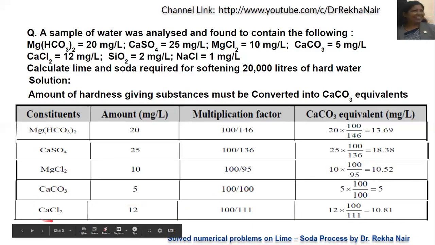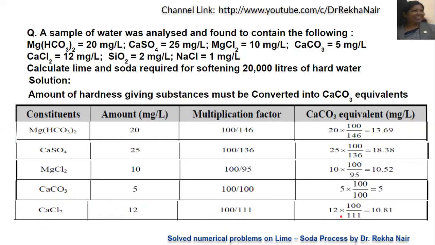Similarly, we can calculate for calcium chloride. The amount given is 12. The molecular weight is 111 because calcium is the 20th element, atomic mass is 40. Chlorine is the 17th element and its atomic mass is 35.5, and there are 2 chlorine. So 35.5 multiplied by 2 plus calcium 40 will come out to be 111, and its calcium carbonate equivalent is 12 multiplied by 100 upon 111, that is 10.81.